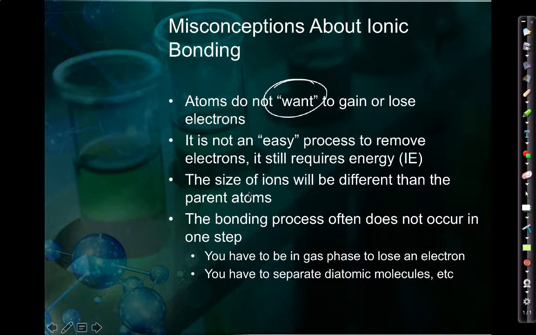Now, the size of the ions is going to be different than the regular atoms. Once they lose electrons or gain electrons, their size changes. If they gain electrons, they get bigger. If they lose, they get smaller. And usually this process doesn't happen in one step. To make atoms into ions and then make that ionic bond, you have to be in the gaseous state to lose an electron and also to gain an electron. And then you also have to separate diatomic molecules. So if you have something that's going to react with Cl2, you're going to have to separate those two chlorine atoms.